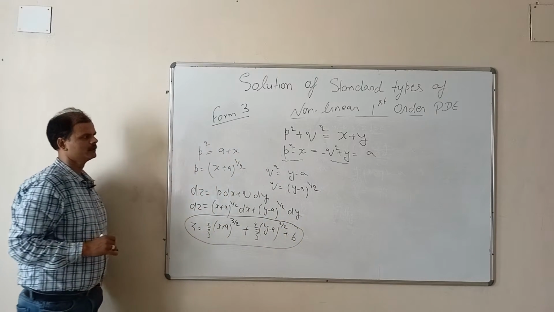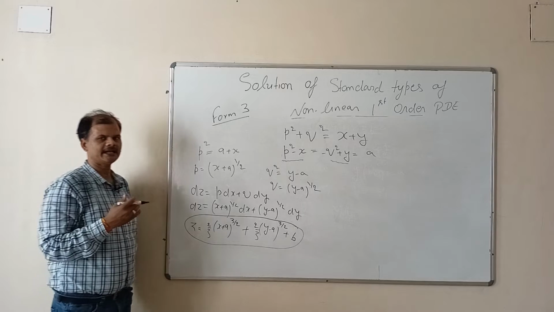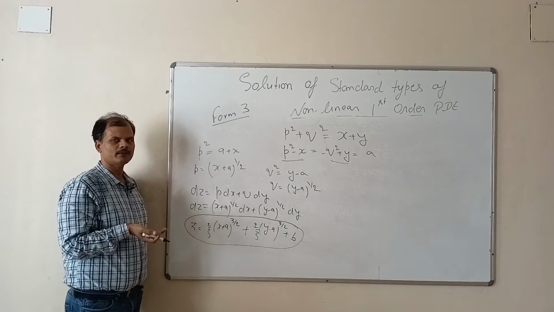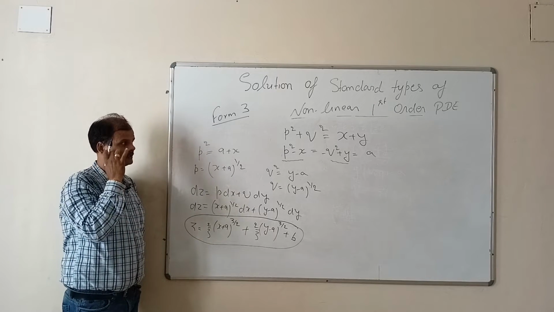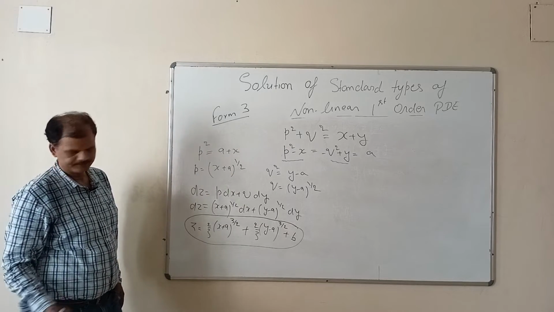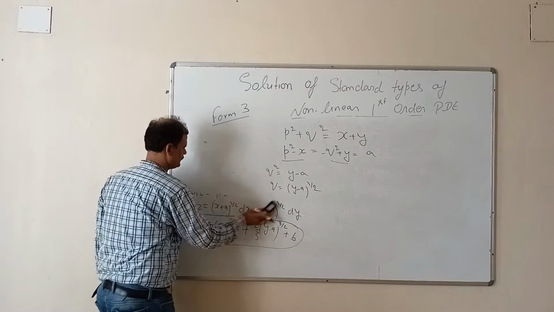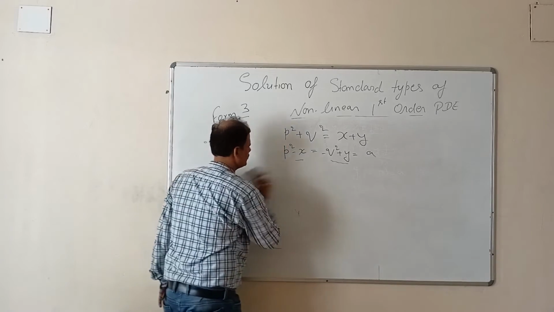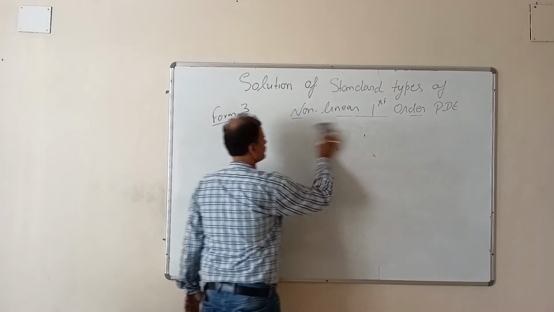So when we are able to separate p and x on one side, q and y on the other side, then we can use this method. Fine. Okay, the next problem I have for this form 3.